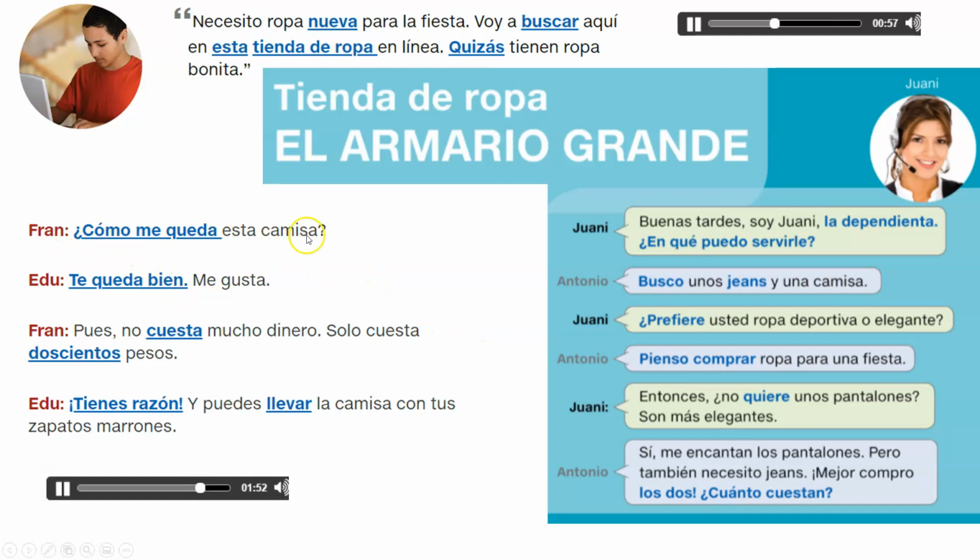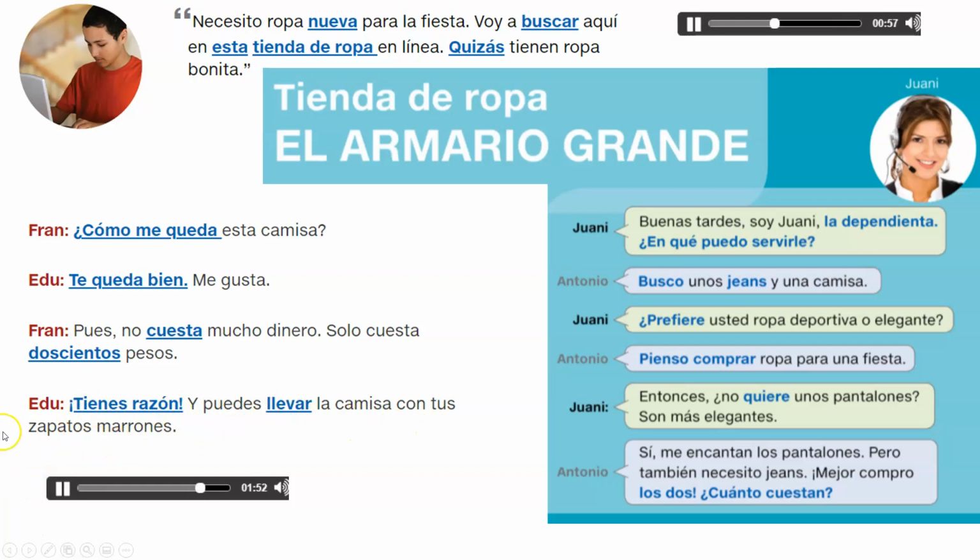So he asks, how does this shirt fit me? It fits you well. I like it. Well, it doesn't cost a lot of money. It only costs 200 pesos, which, I said, in Mexico, 20 pesos is about $1 US, so it's about 20 bucks. You're right.